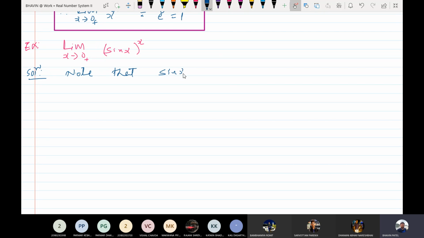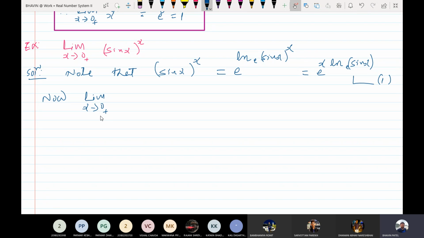Note that sine x raised to x is nothing but e raised to ln of sine x raised to x. By the property of log, this can be written in this way: x ln sine x. Let me call this limit 1. So now let us find out this limit of x ln sine x. This can be written in this way: limit x tends to 0 plus ln sine x upon 1 by x.